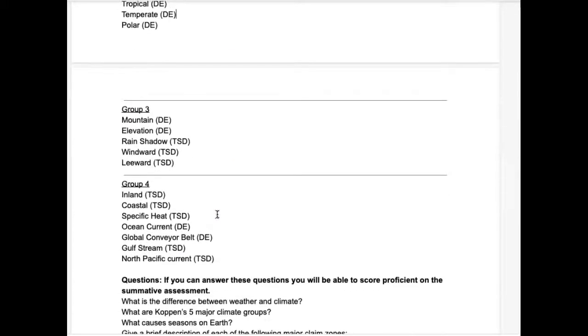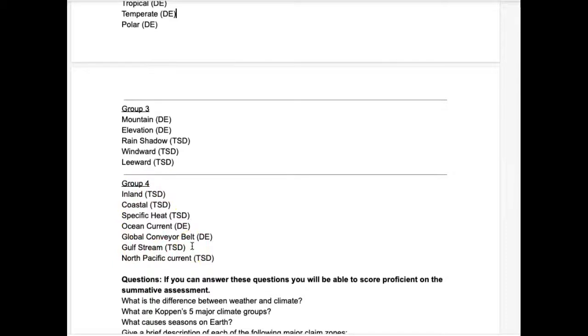Where you're going to have to find those words. And then our group 4 words are inland, coastal, specific heat, ocean current, global conveyor belt, Gulf Stream, and the North Pacific Current. Okay, so make sure you know how to define all of those words.